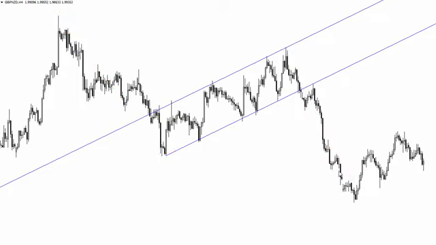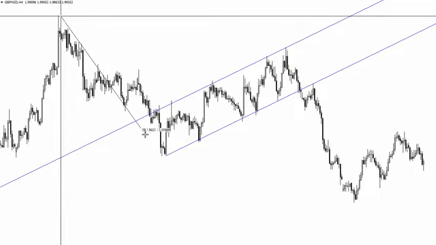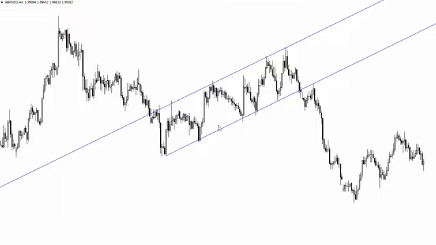So let's go ahead and measure out that first move before the channel actually started. From this swing high down to this support level, it's about 1,070 pips. So once the market broke right here, we could take from this swing high, the last swing high within this channel, and project 1,070 pips lower. So let's go ahead and do that.